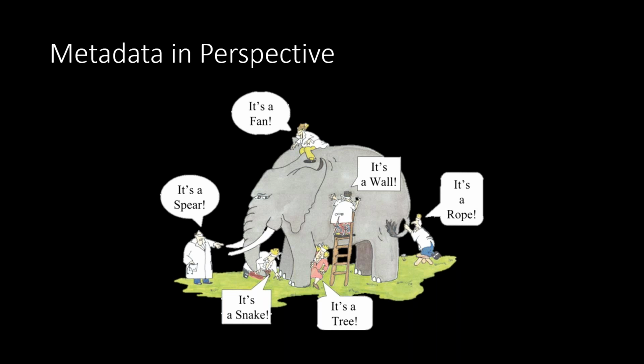But when you look at the whole thing and try to understand what an object is, you need to describe it holistically. Additionally, you can look at metadata from a lot of perspectives too. So these people around the elephant can represent different parts of an organization. They're going to come at it with a different perspective, and they're going to want to take something away from it from a different perspective.